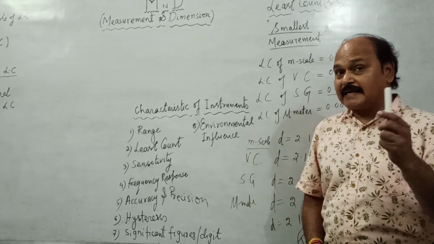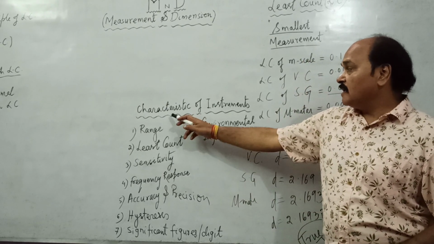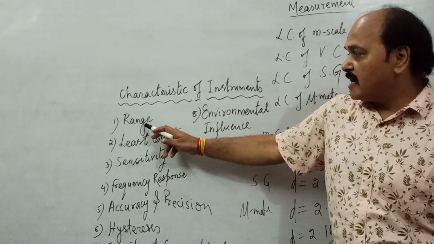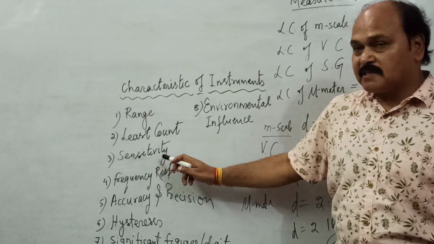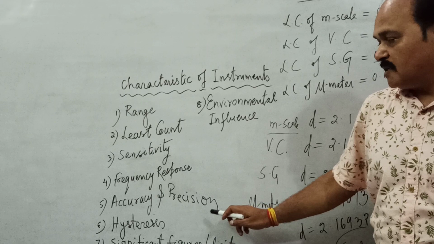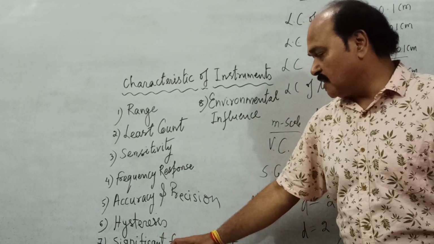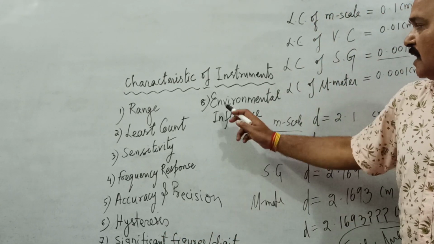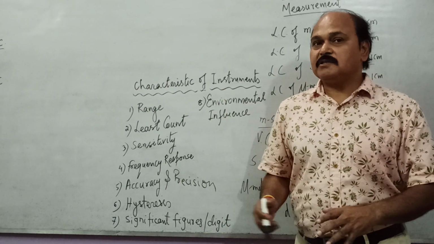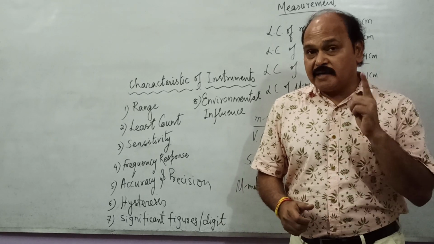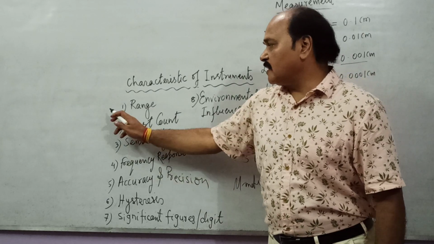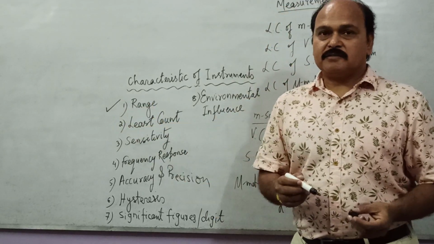In the last class, right at the end, we stated characteristic properties of instrument. These characteristic properties are range, least count, sensitivity, frequency response, accuracy and precision, hysteresis, significant figures, and environmental influence. Now is the time to study all these characteristic properties in detail one by one. So let's begin with the very simple characteristic property, that is range.